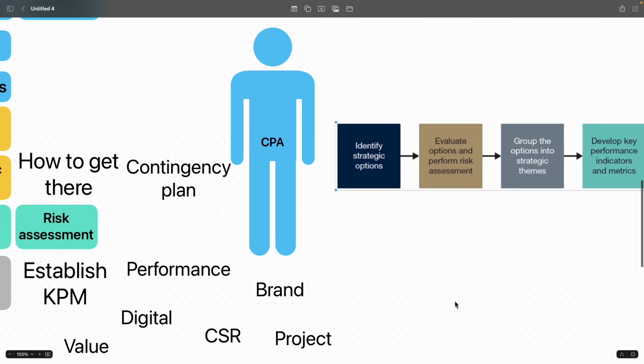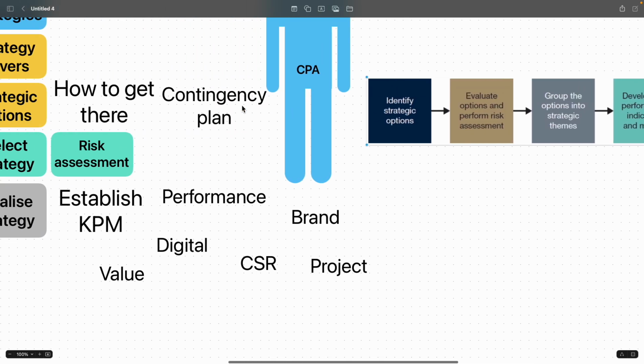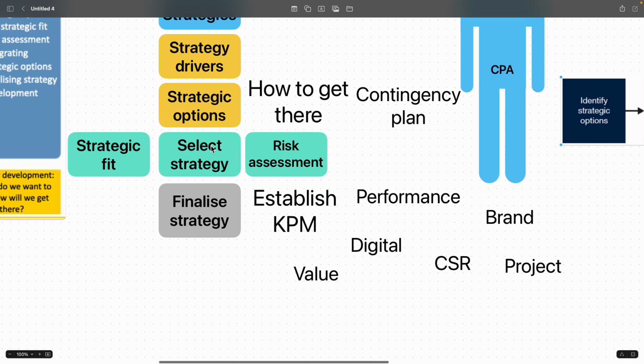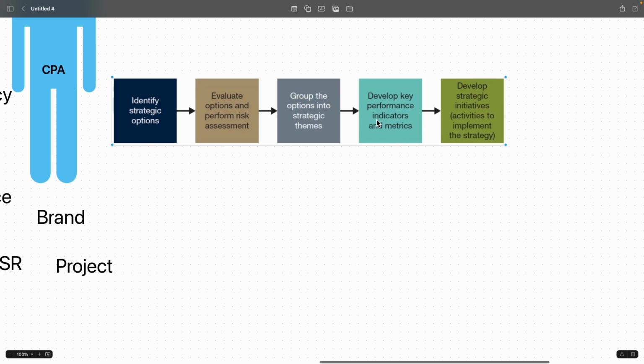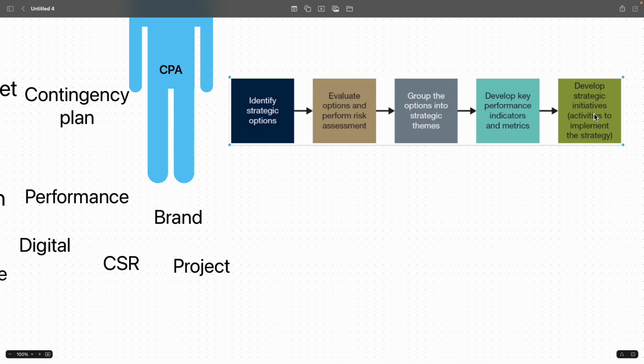So this part you can see is already coming closer to this zone here. You identify strategic options, you evaluate the options in terms of risk assessment, and you group the options into strategic themes. So once you select the strategy, you have themes. Then from the theme you develop KPMs, key performance measures, and then develop strategic initiatives. This is the way to implement the strategy, what to do to implement the strategy. So actions to be done, like maybe acquire a company, dispose of a company, get some new staff. Are we clear? Those are all the initiatives that you have to do.